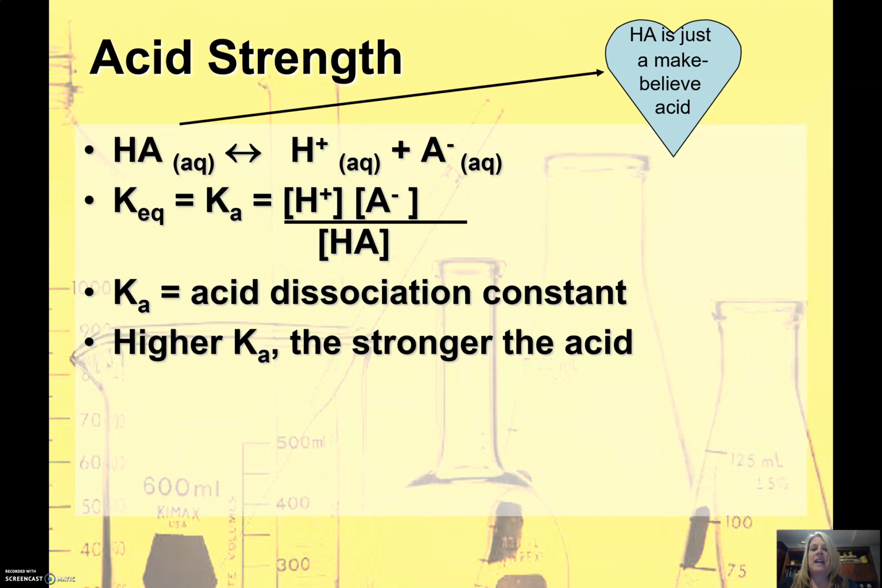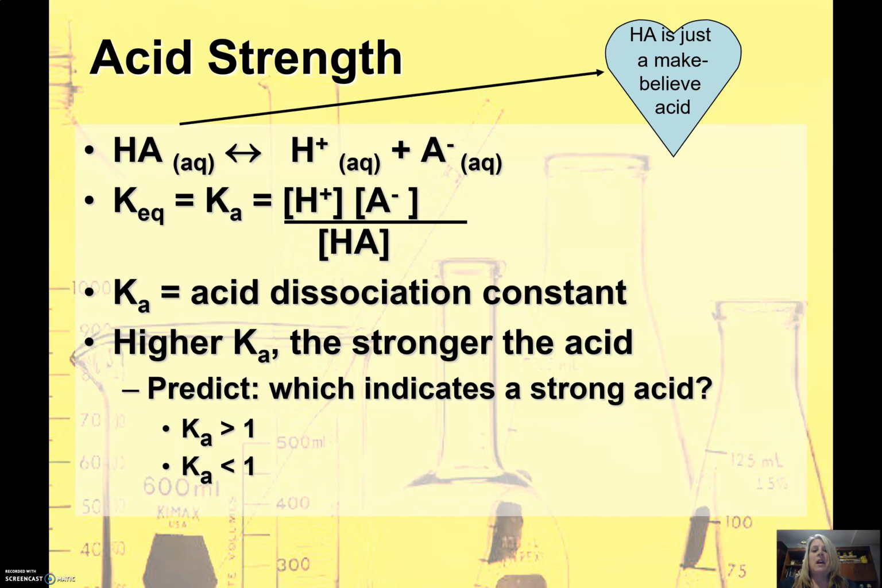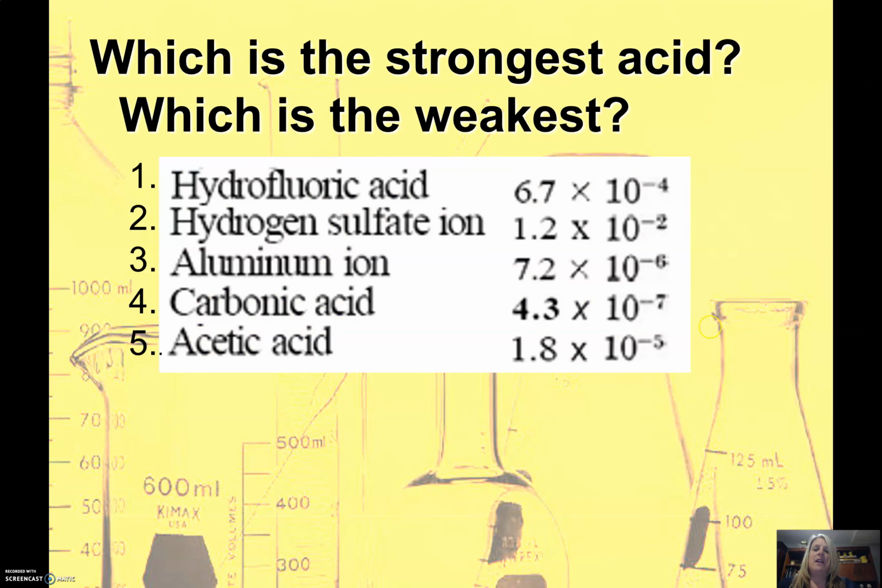Ka is called the acid dissociation constant. The higher a Ka, the stronger the acid, right? Because that means I have more product, which is the hydrogen ion in solution. So if I have a Ka greater than 1 or a Ka less than 1, which would be the stronger acid? Well, that would be the one that's greater than 1. In fact, here is a list of some strong acids and weak acids. Actually, I take that back. They're all weak acids. Take a look at the Ka values. Which one is the strongest acid and which one is the weakest acid?